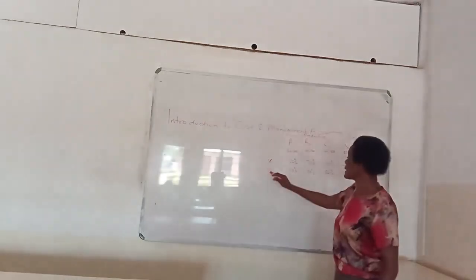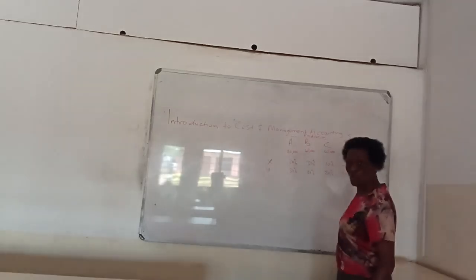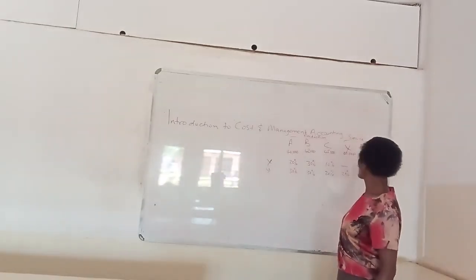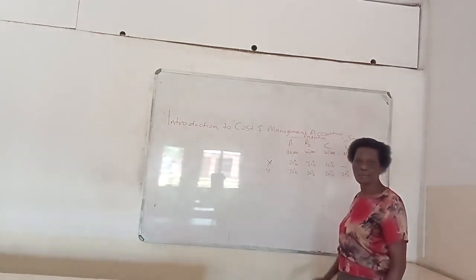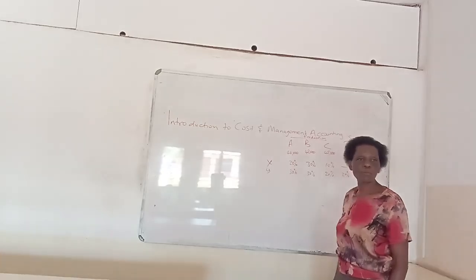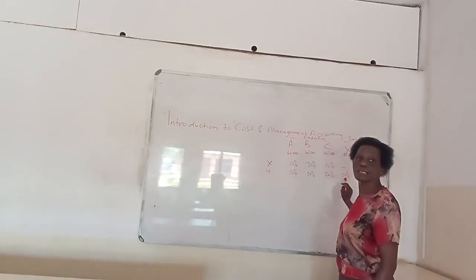And then we're saying Y has got 42, but he is supposed again to get from X. What percentage does Y get from X? 20%.